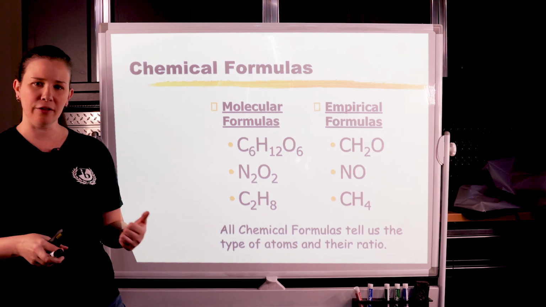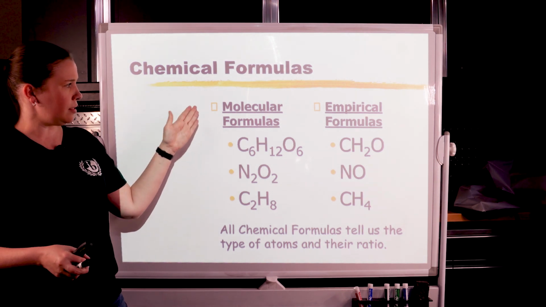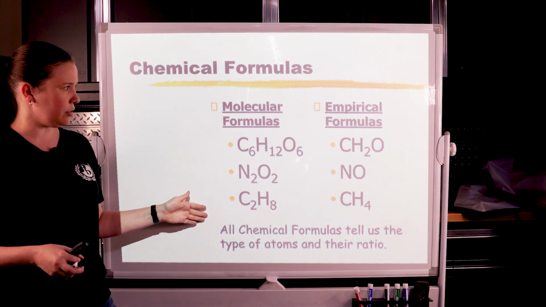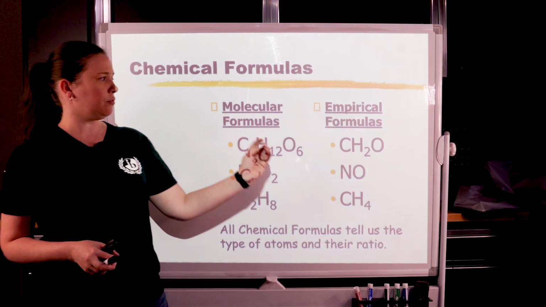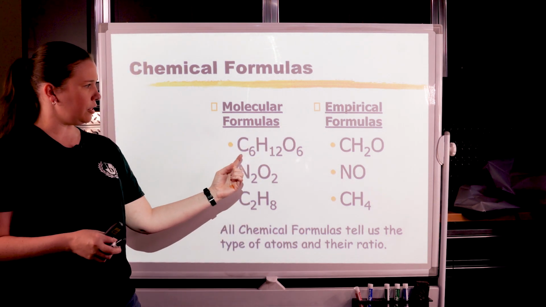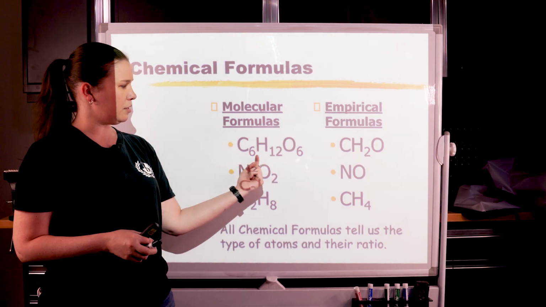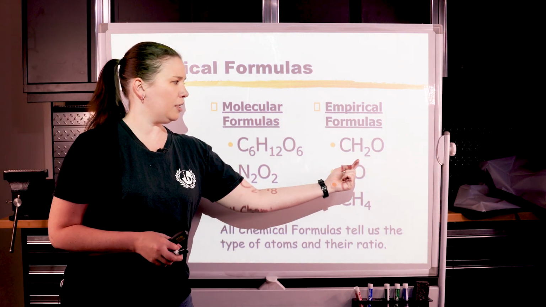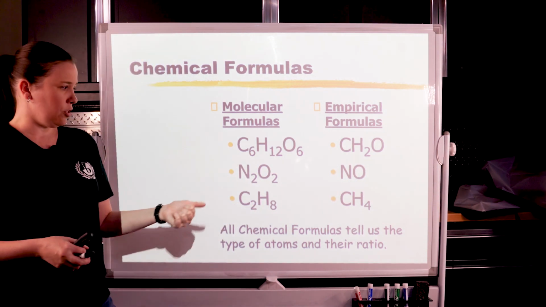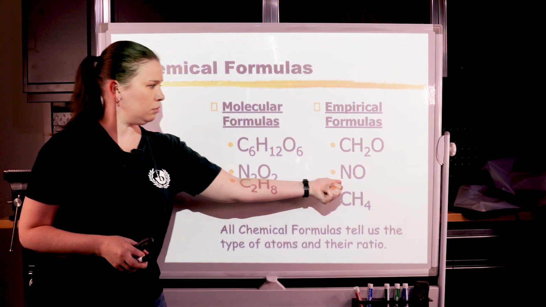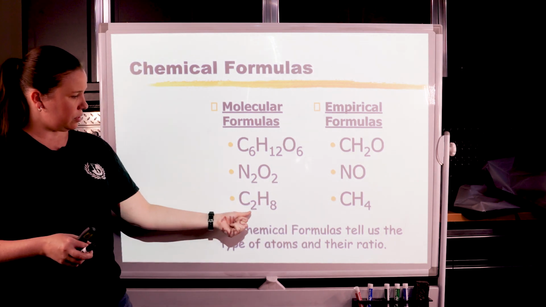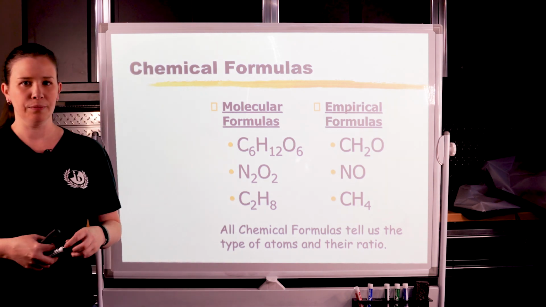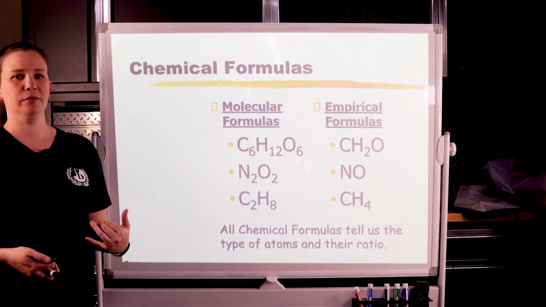Can you see any patterns in these groupings? On this side I have a group of molecular formulas. On the other side, I have a group of empirical formulas. So what's the relationship between C6H12O6 and CH2O? It's the same relationship between N2O2 and NO, or C2H8 and CH4. So what is this pattern?